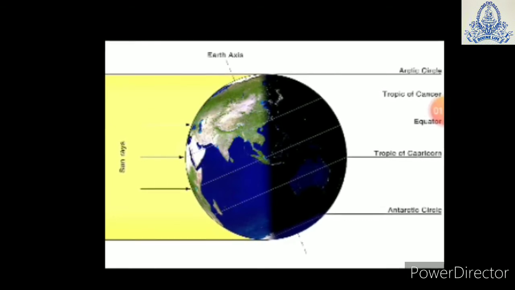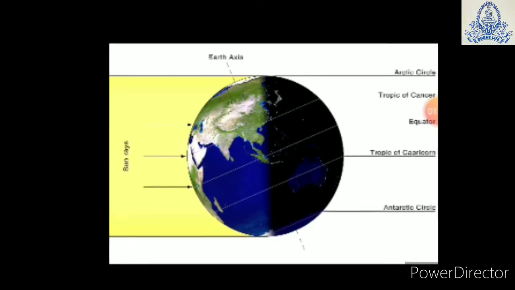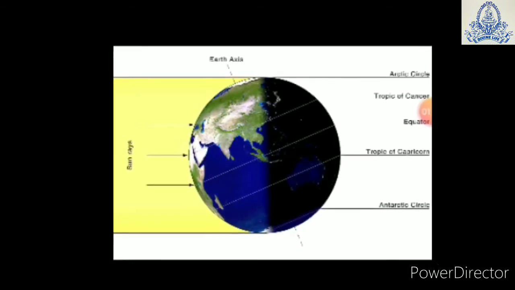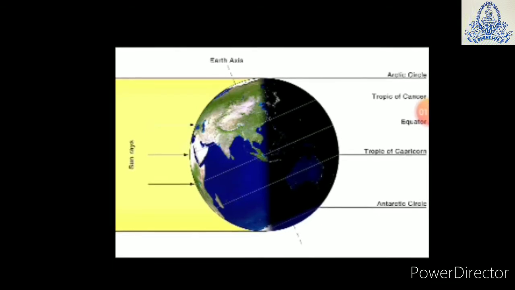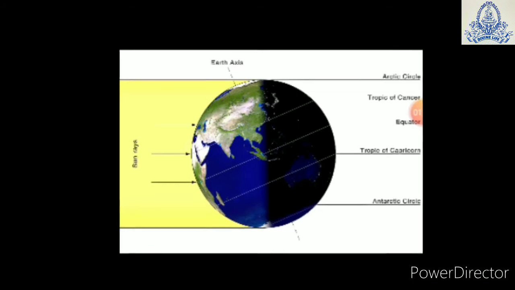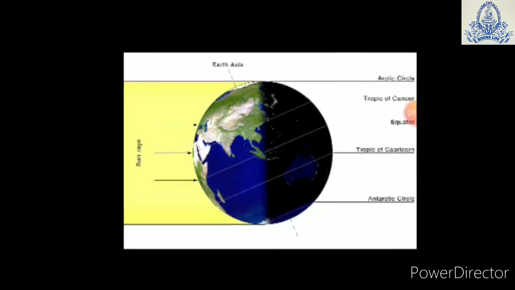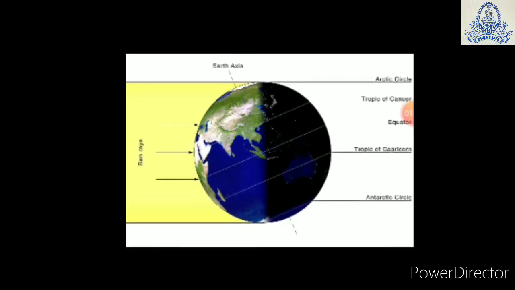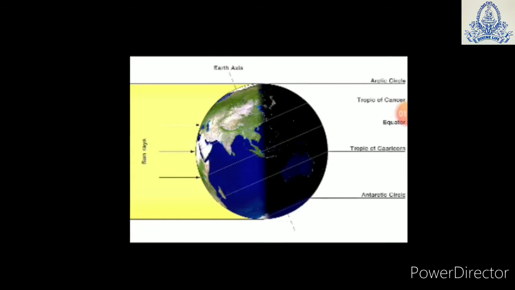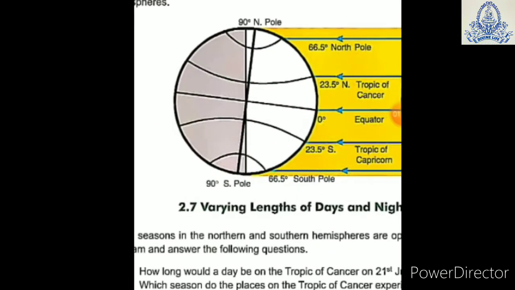If you see the center, it connects the North Pole and the South Pole both. But if we see the whole earth like this, then it becomes a circle. This is why we are describing this phenomenon as a circle of illumination. This circle differentiates the darker side and the lighter side of the earth. Now we move towards the next point, that is varying day and night length.